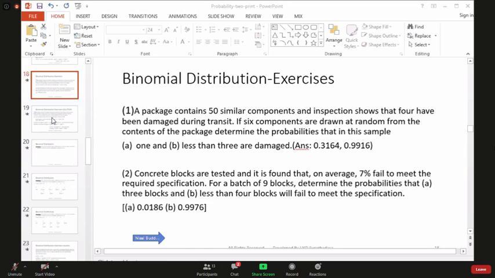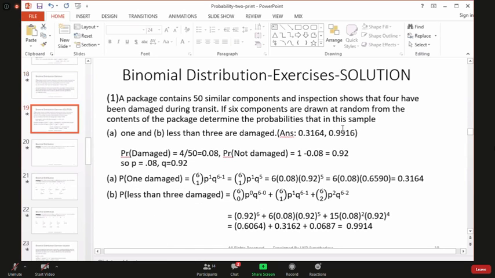Now similarly, this one is also the same. See the answers here. Probability of damage is 4 by 50. Now this is being explained a second time. Remember.